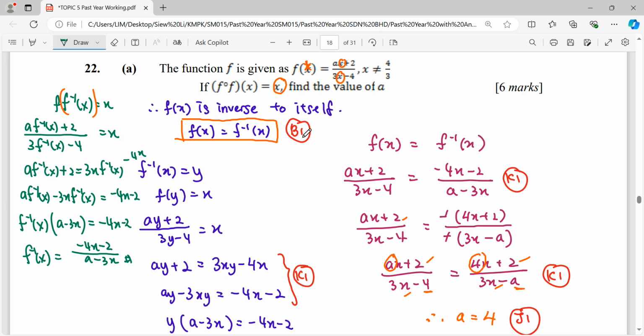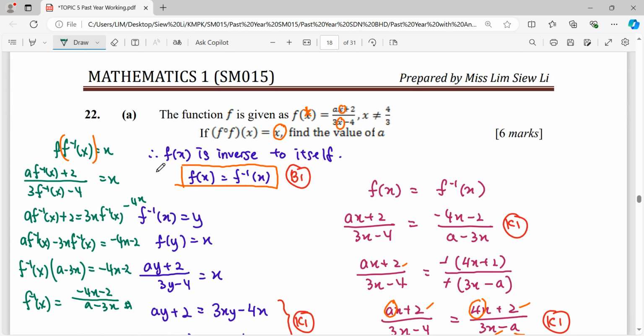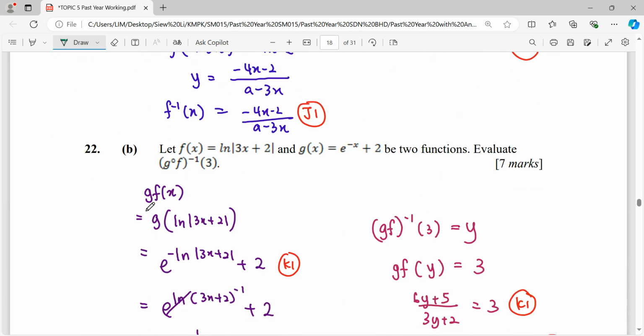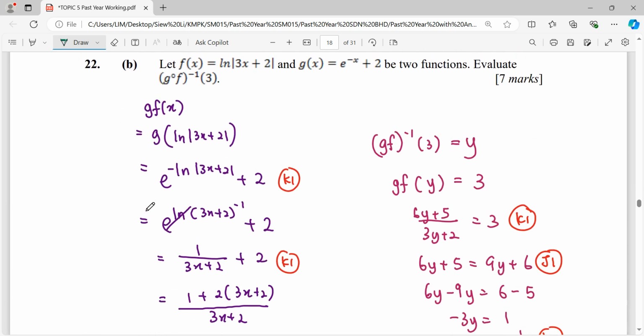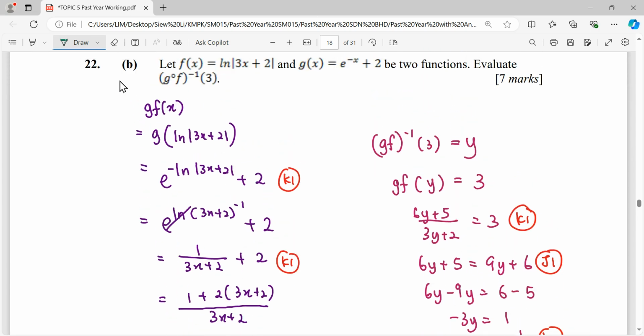Then we'll continue to the part of comparing f(x) to its f inverse to find the value of a. Then for this question, besides asking us to find f inverse by using the composite method, when we come to question B, it is also asking about inverse. Evaluate the composite inverse. So if you want to find the composite inverse, firstly, you must have your composite function. We already found this gf. So to find this composite inverse, same concept.